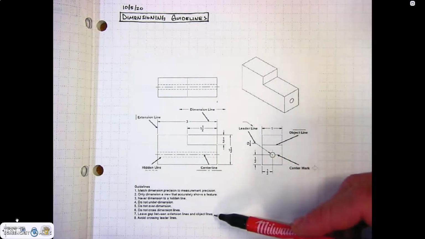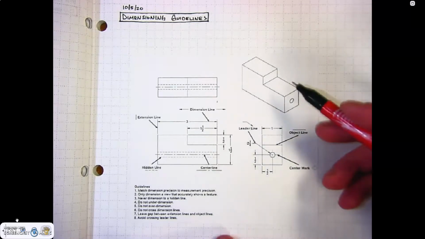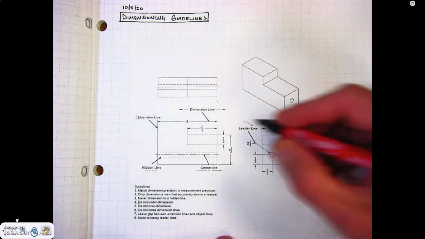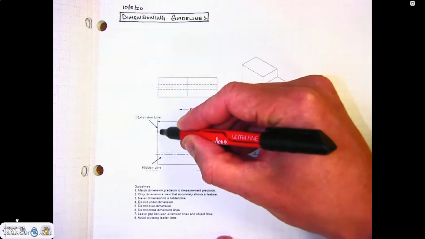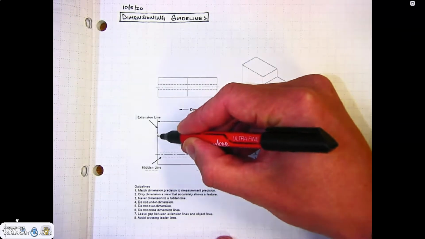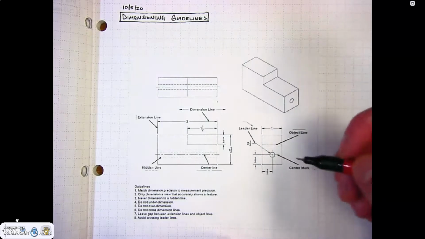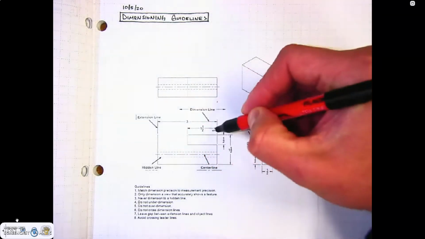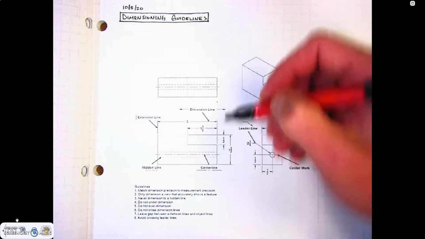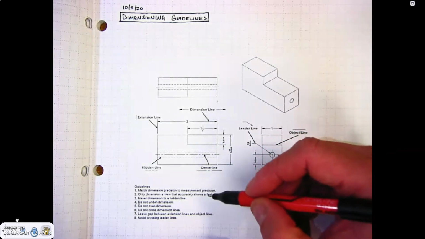The next thing it says, number 7, is leave a gap between extension lines and object lines. And so here we have an extension line. It extends up from the object. It does not touch the object. And so this extension line references where the dimension is going to be placed.